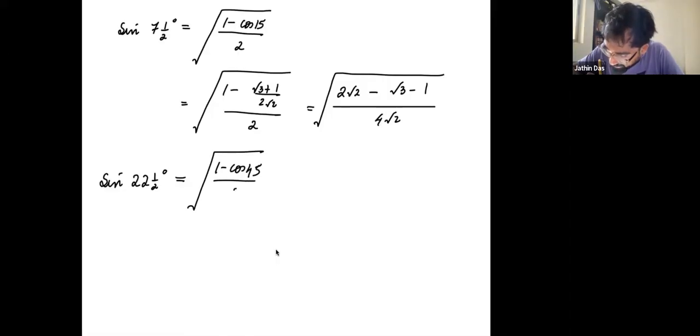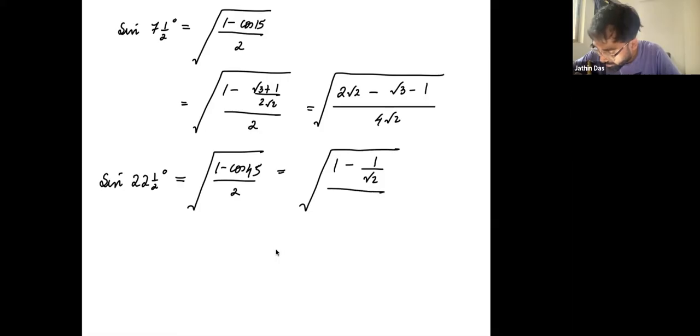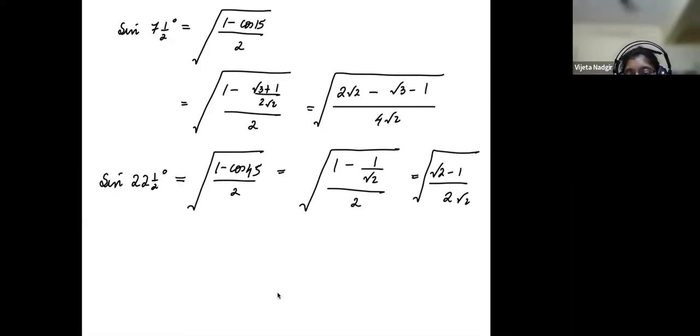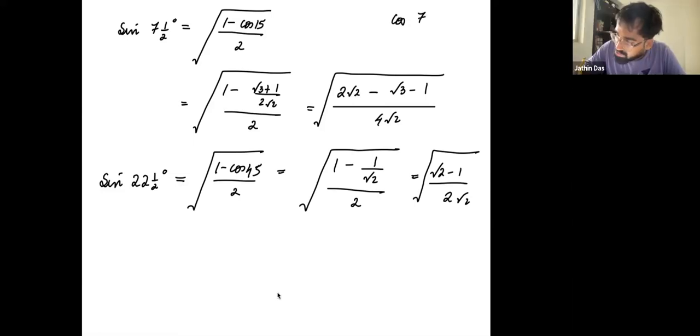Like that, what will you do for sine 22.5 degree? Sin 45 by 2, root of 1 minus cos 45 by 2. So how much will it come? 1 minus 1 by root 2, by 2. So root 2 minus 1 by 2 root 2, the square root. Got it? Similarly, you can also try this later. You can try on your own.